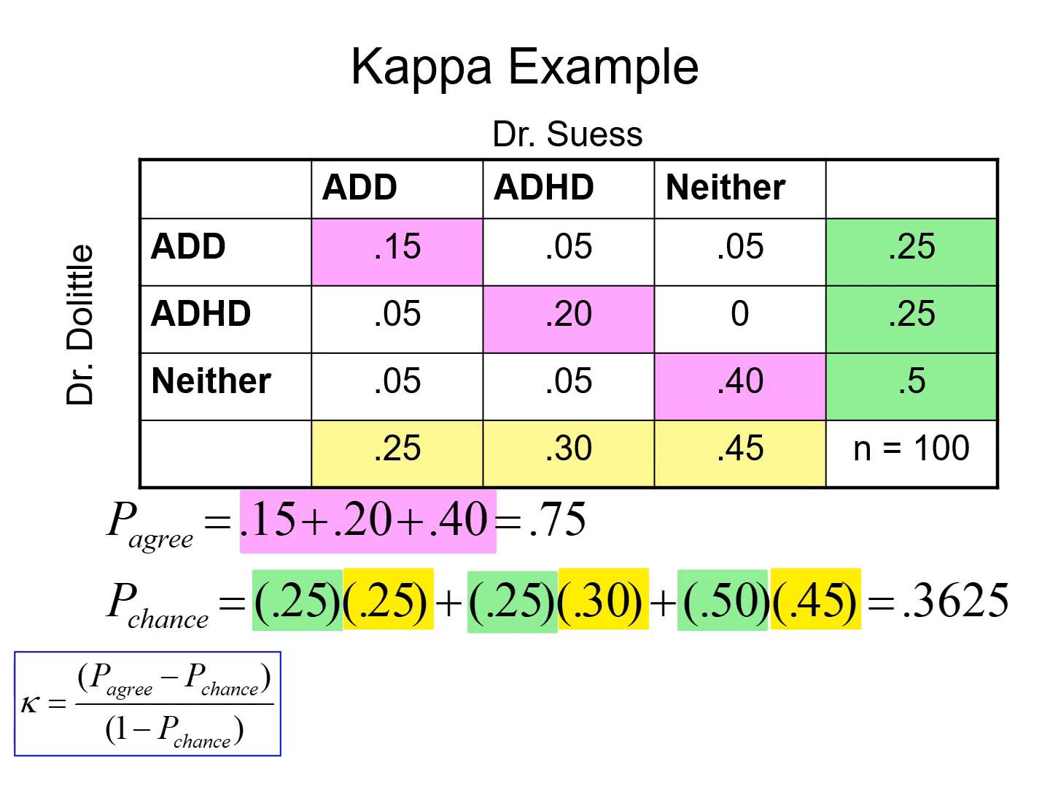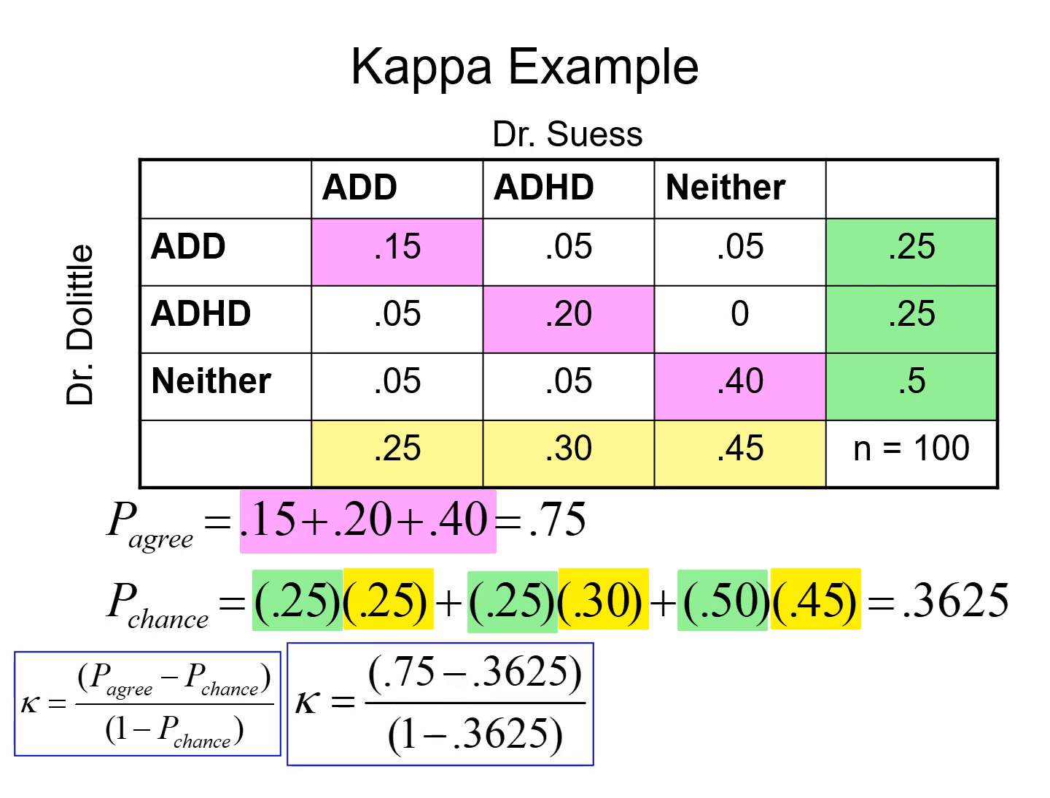The first thing we do is simply add up the number of times they agree. So 0.15, 0.2, 0.40, the pink boxes. That becomes 0.75. Then we look at P chance. P chance is multiplying the percentage of how many times they gave each rating. So it's the green box for Dr. Dolittle for ADD and the yellow box for Dr. Seuss for ADD. So 0.25 times 0.25, plus ADHD for both of them, 0.25 times 0.30, plus neither for both of them, 0.45 times 0.5. We multiply each of those together and then add up the results, and it becomes 0.3625.